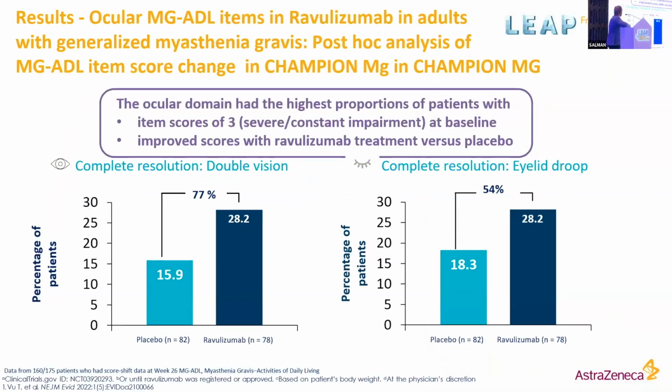And if you look at the study on ravulizumab, the ocular domains had the highest proportion of patients with severe constant impairment. So most of these patients were treated successfully, but they still exhibited ocular symptoms. And if you look at the numbers here, 28%, that means that at least 70% of patients still have ocular symptoms despite successful treatment with ravulizumab. I think recently in the Uplizna study as well, it's been presented, they showed similar findings, so that applies to that too.